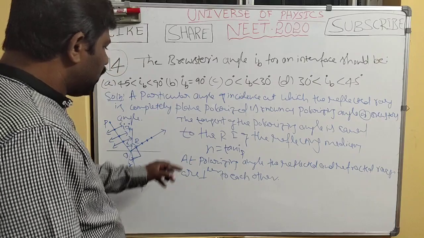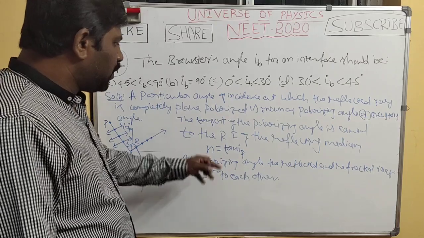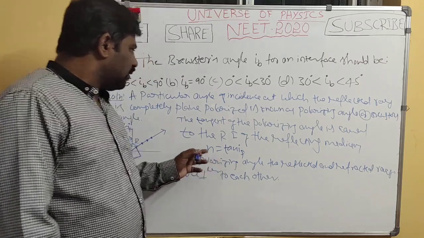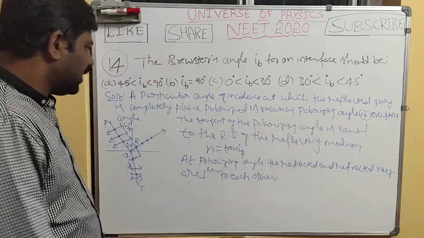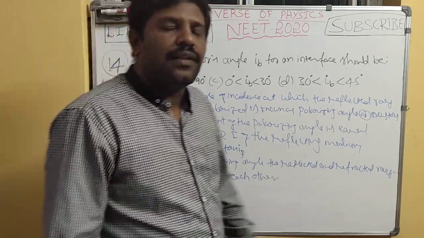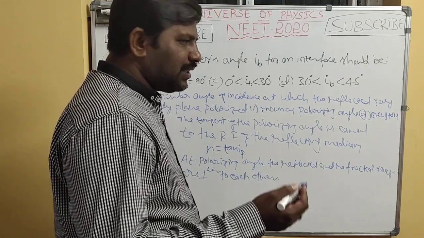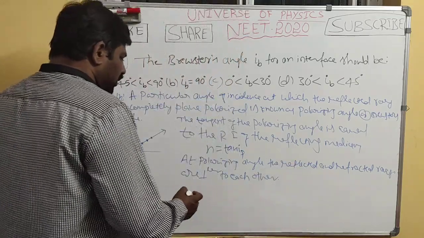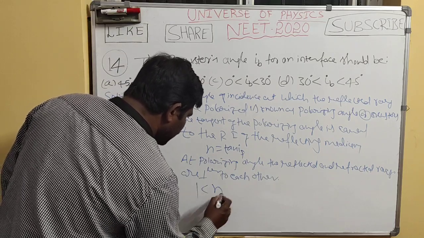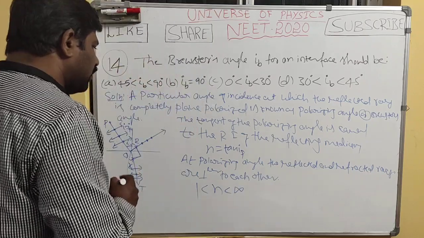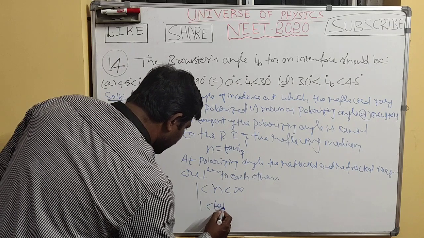And we know that n is equal to tan IP, from the statement of Brewster's law: the tangent of the polarizing angle is equal to the refractive index of the reflecting medium. And we know that the refractive index is always greater than 1 and less than infinity. We can write the refractive index n greater than 1 and less than infinity. Instead of n we can write tan IP.